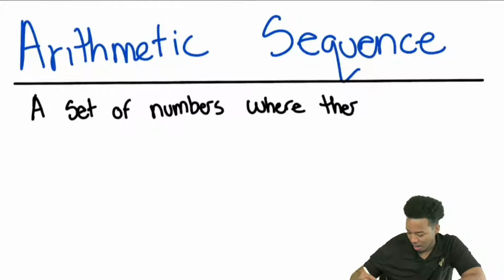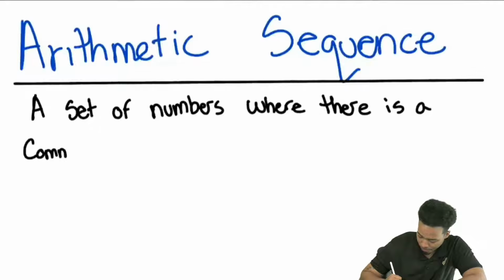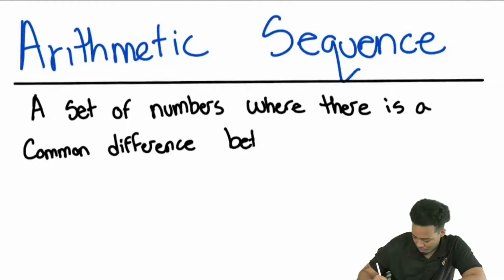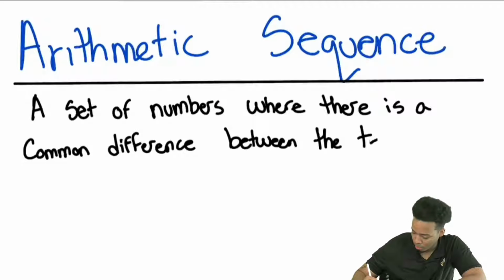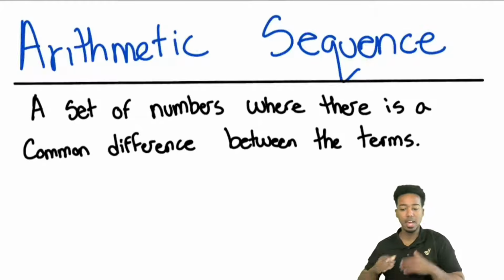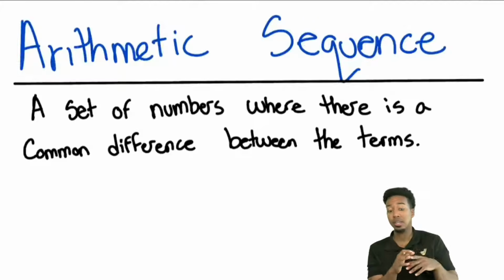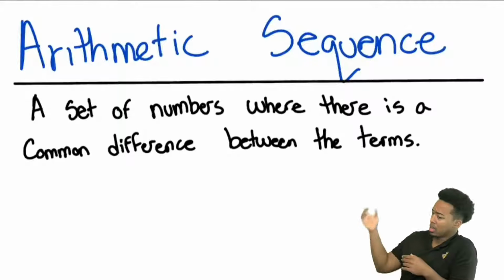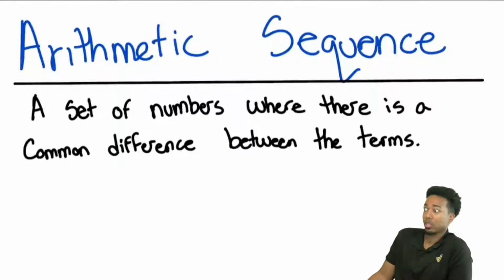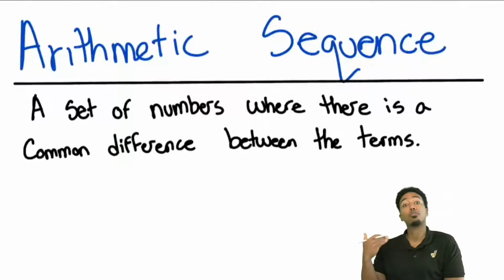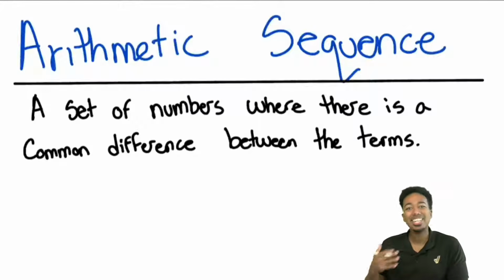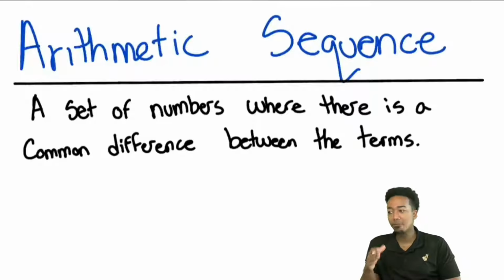So here's the formal way of writing it. A set of numbers where there is a common difference between the numbers, or terms, is the right way to say it. But that's how we're going to just say it here for now. But I'm going to show you in practice what this really looks like. Because again, it's not just about knowing what the formula is or what the definition is. Do you know how the formula works? Do you know what you're actually looking at? That's what we really need to be keen to if we want to succeed.